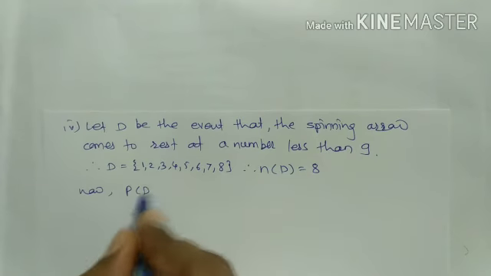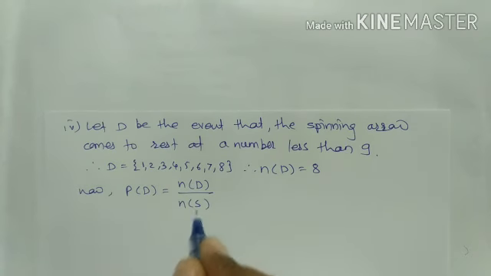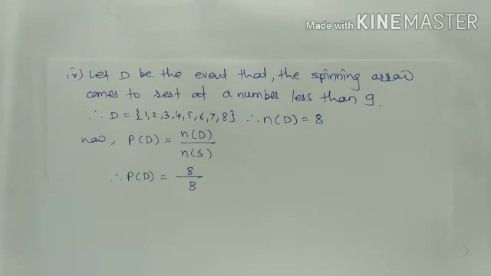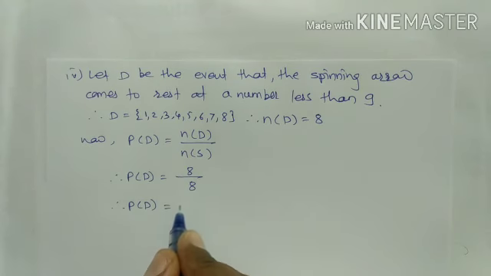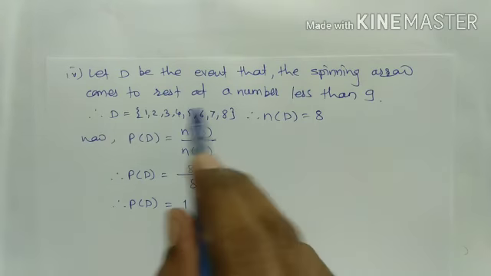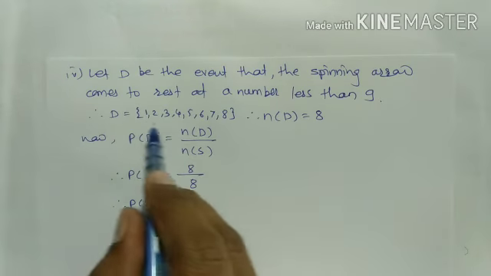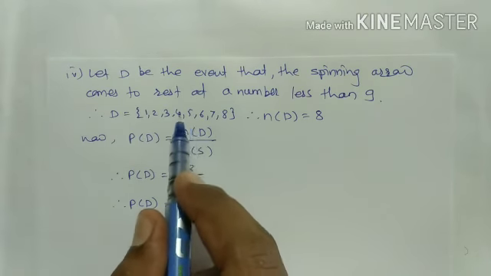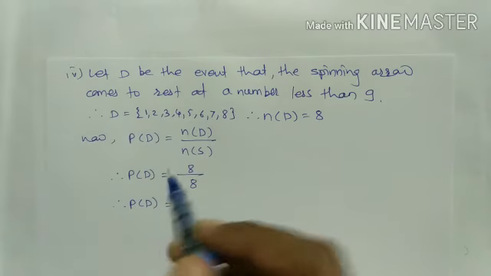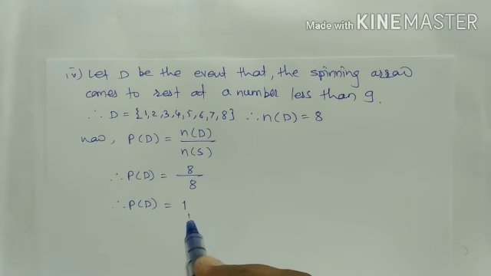Now, probability of D equals number of D upon number of S. Therefore, probability of D equals 8 upon 8, and therefore probability of this event D equals 1. That is, the probability of the event that the spinning arrow comes to rest at a number less than 9 is 1. Why? Because it is a certain event, the event consisting of all the sample points in the sample space. So the probability of the certain event is 1. This is the highest or the maximum probability of any event.